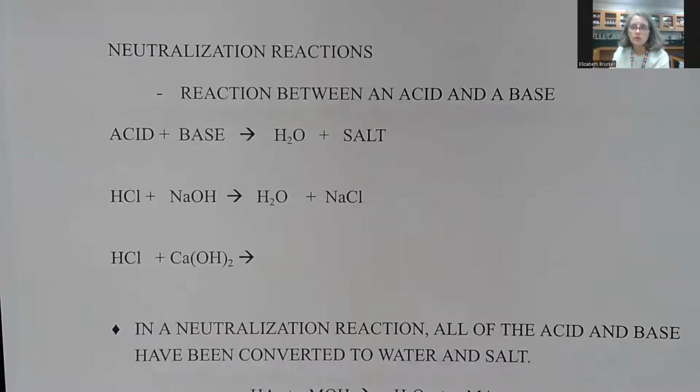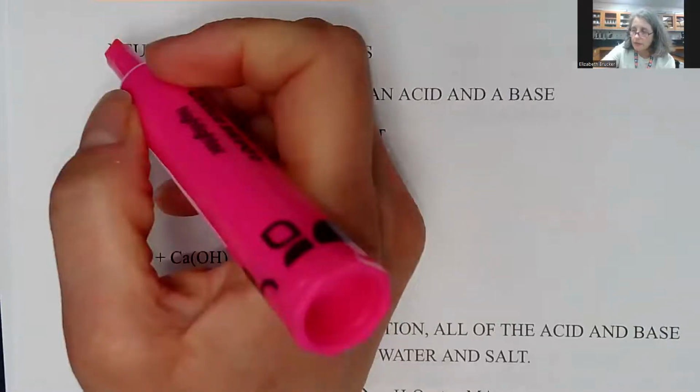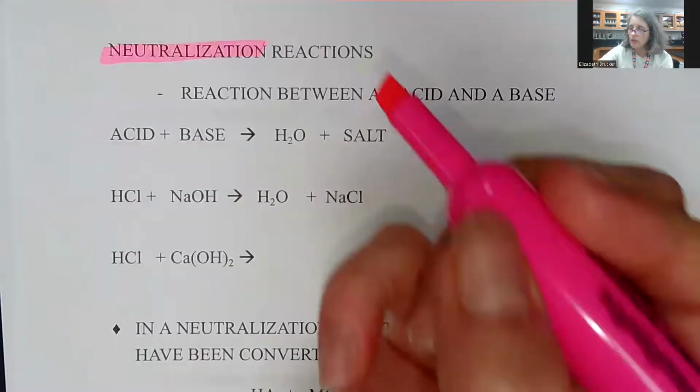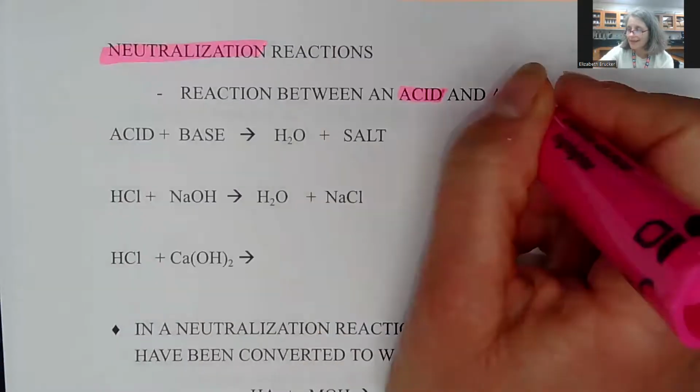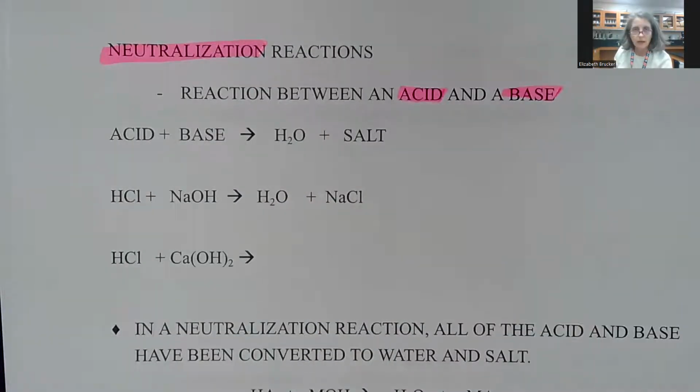So this video is going to go over what we call neutralization reactions and titrations. So neutralization reactions, you might want to have a highlighter out for this. A neutralization reaction is a reaction between an acid and a base. Up until now, we've been dealing with acids and bases separately, but now we're going to mix them together.